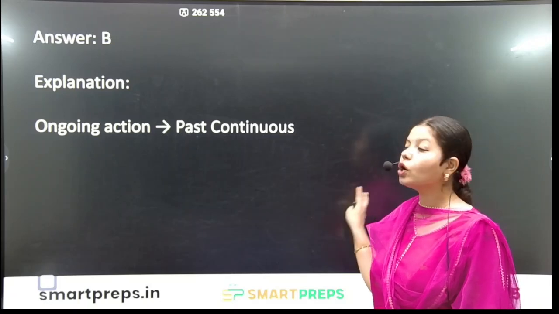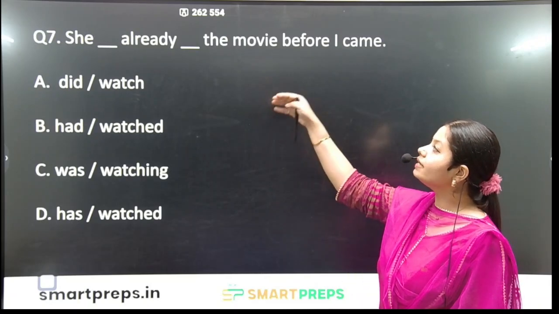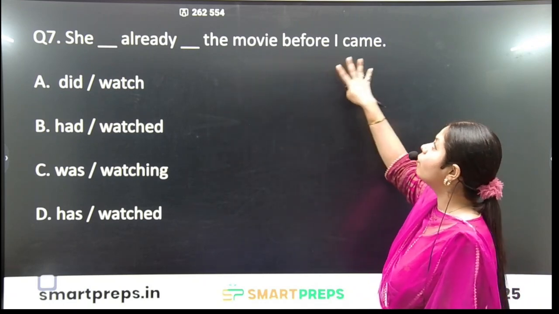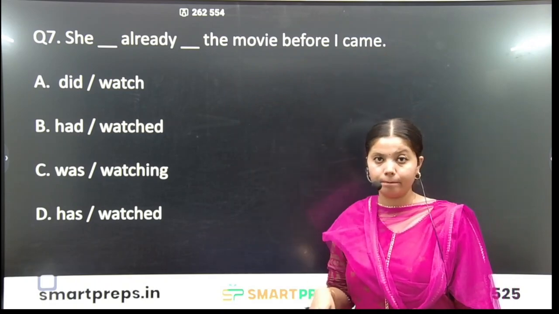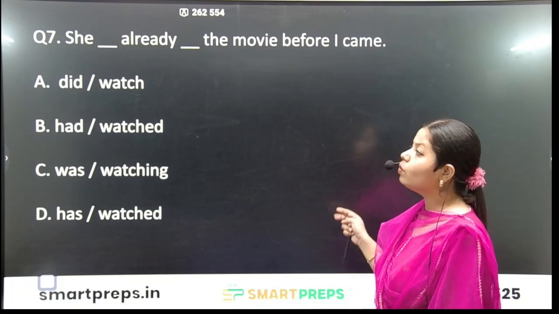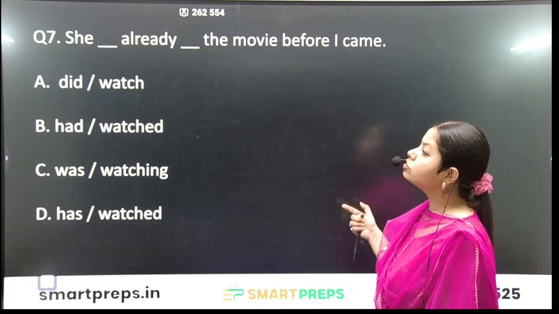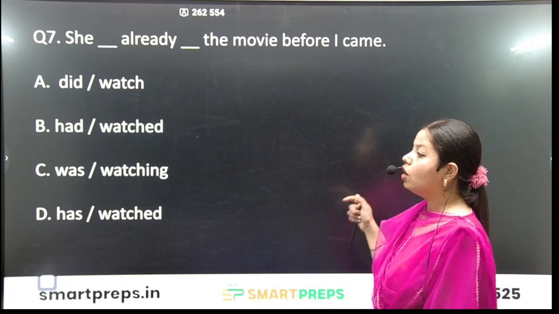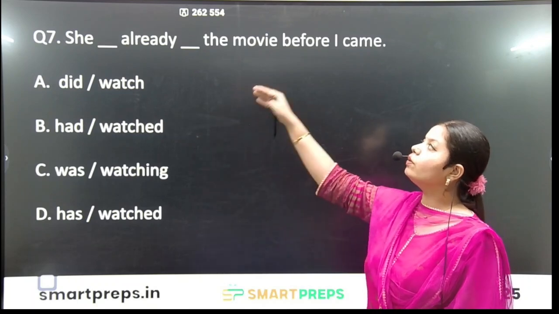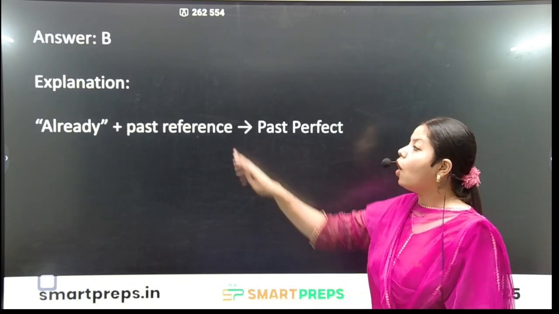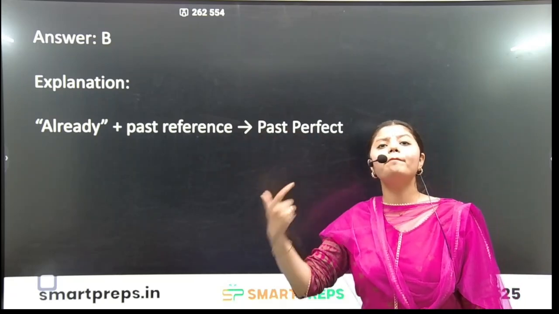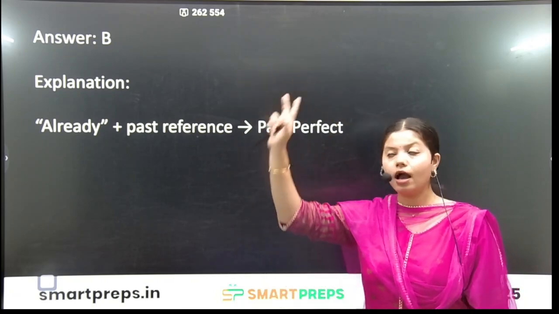Ongoing action, past continuous. She had already watched the movie before I came. Before I came, she already completed the task. So she did what? She had already watched the movie, or she was already watching, or she has watched. Answer is B. She had already watched the movie before I came. Already past reference, that is past perfect. Before one past action, that particular action was already completed.